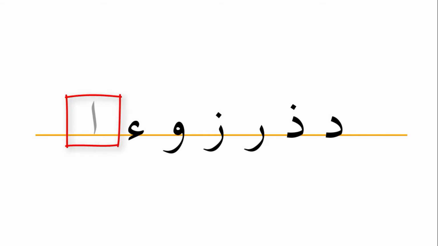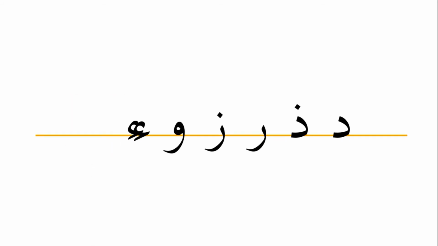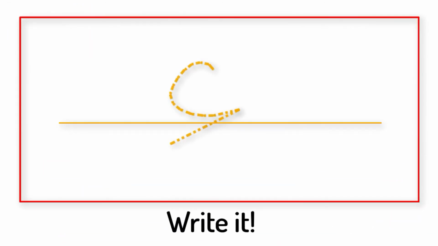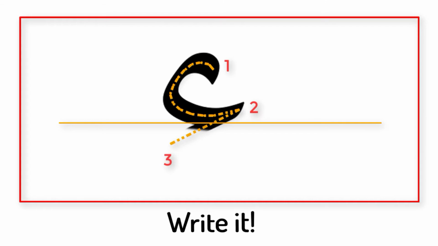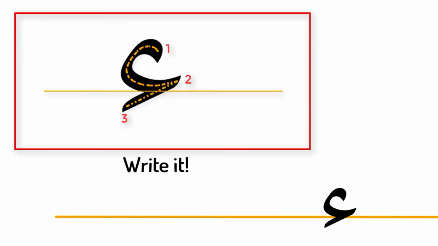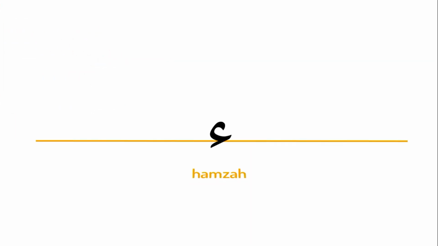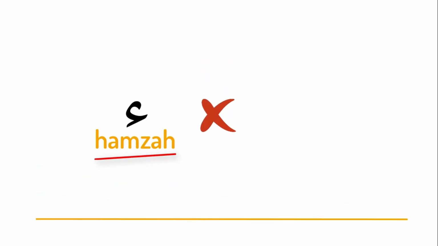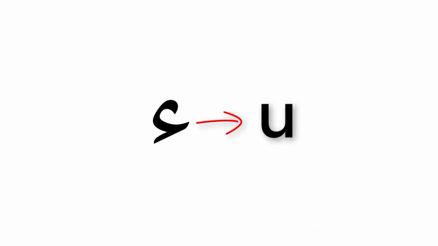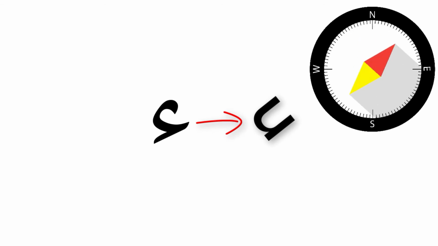The final letter of this group for now, excluding the alif, which we will deal with later on, is called the hamza. The hamza is the only letter whose name doesn't really have much to do phonetically with the sound that it actually produces. Its appearance resembles the letter U in English that has been tilted slightly to face northeast.